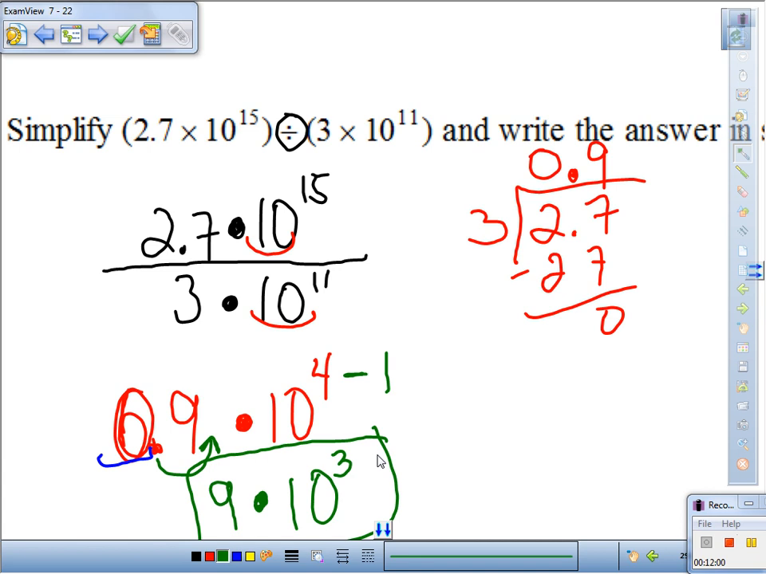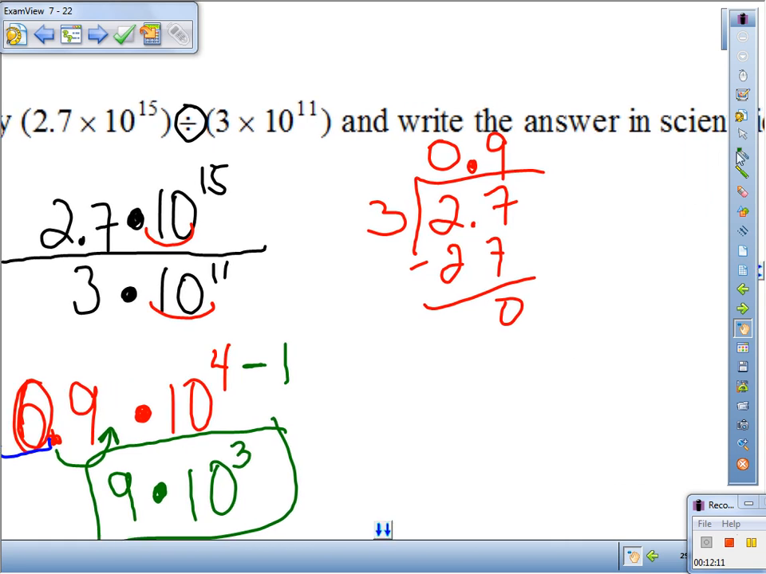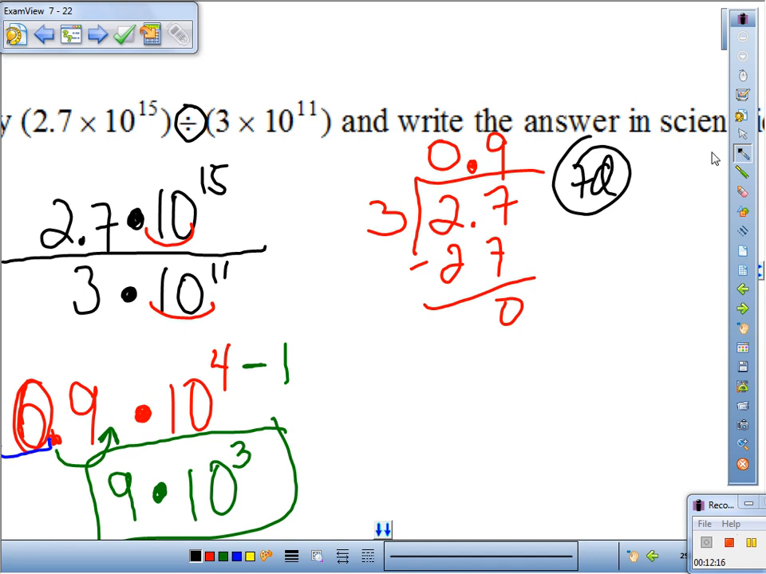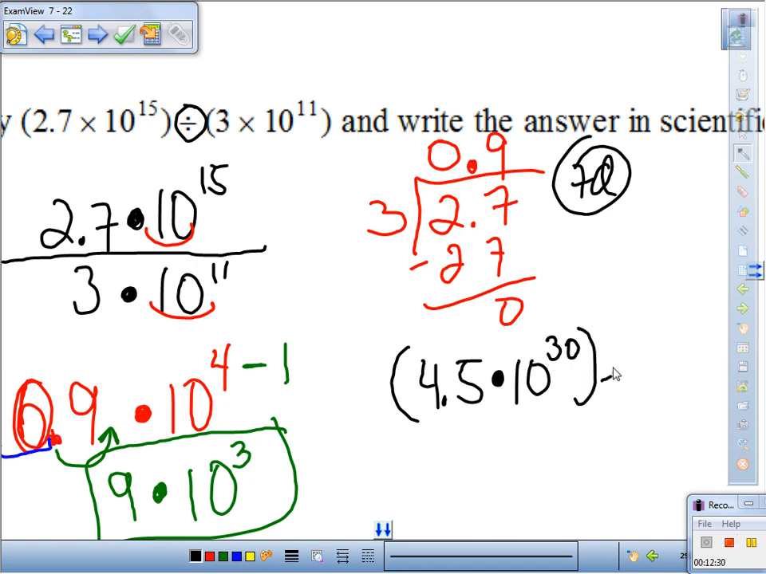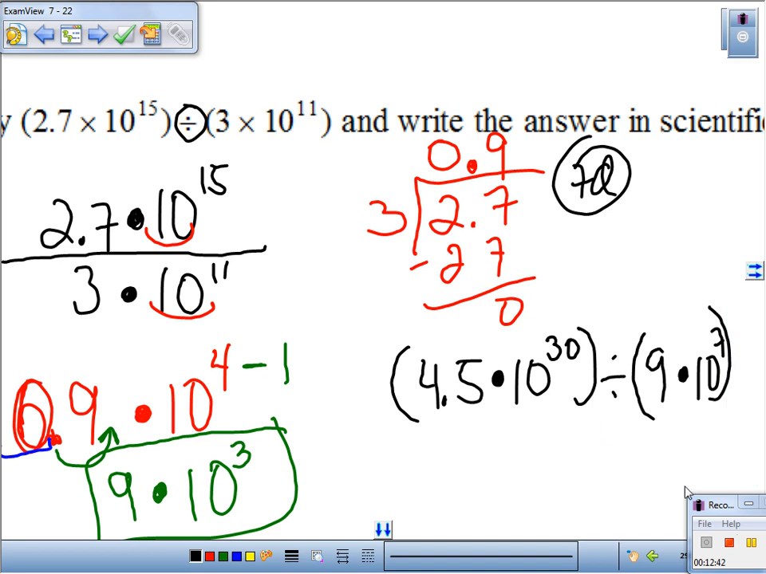Want to do another one of those, or you're good? Okay, let's do another one. Example 7Q. I want you to do 4.5 times 10 to the 30th divided by, parentheses, 9 times 10 to the 7th. Go. See what you get.